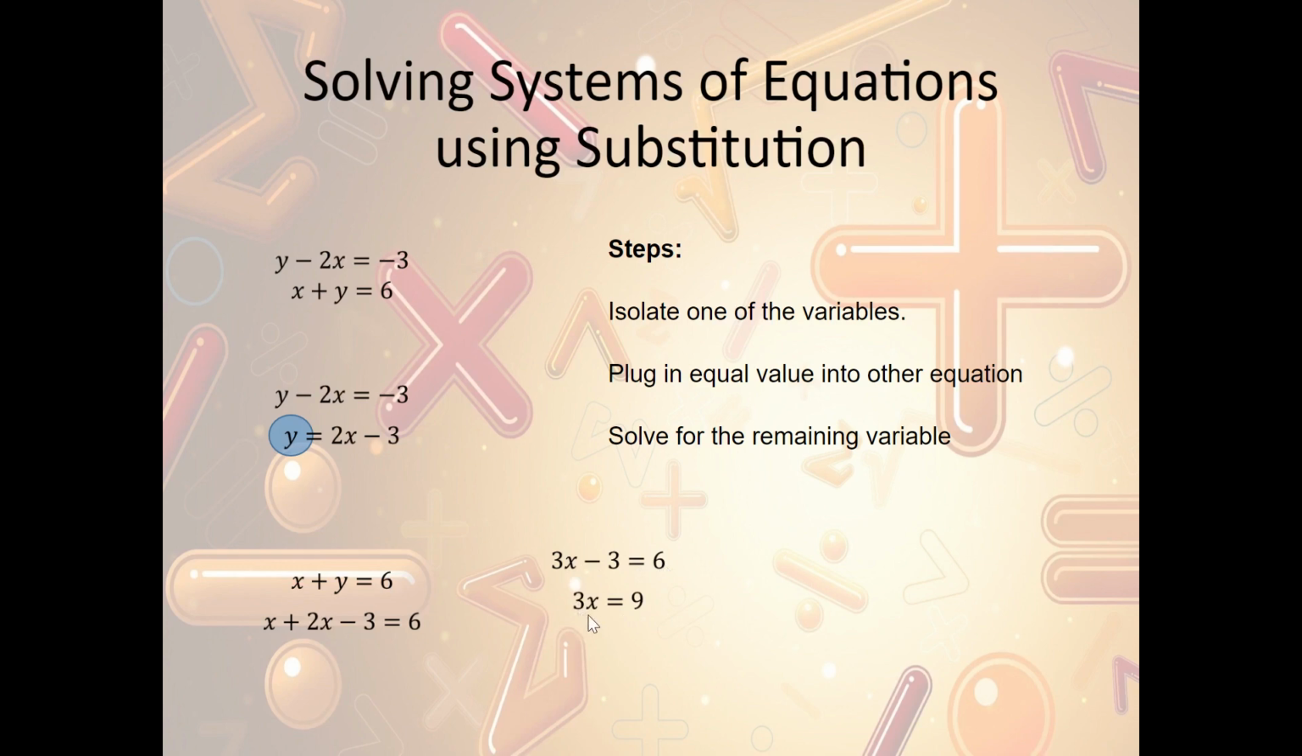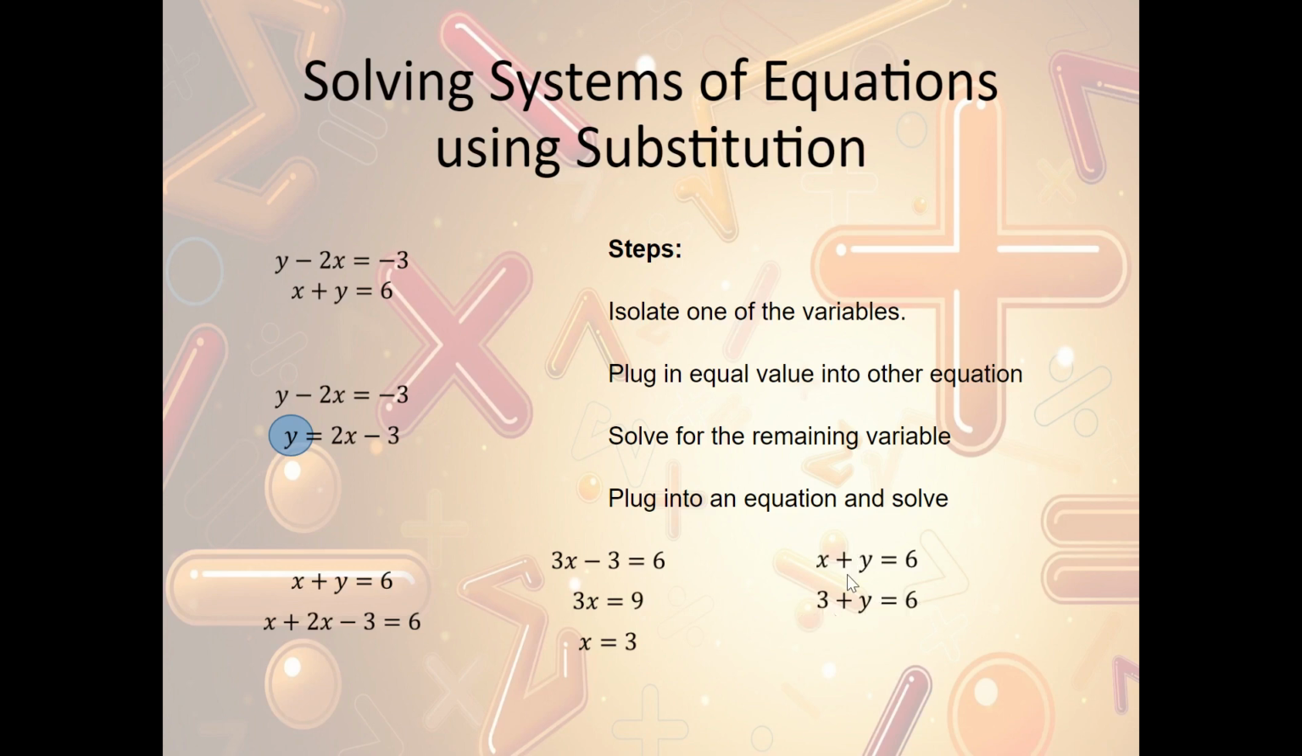Now I'm going to divide both sides by 3 to get rid of this 3. And I get 9 divided by 3 is 3. So x equals 3. Then I plug it into the other equation and solve. So I'm going to pick either equation, doesn't matter which one. I'll pick this one. And I'm going to plug 3 in for x. So I get 3 plus y is equal to 6.